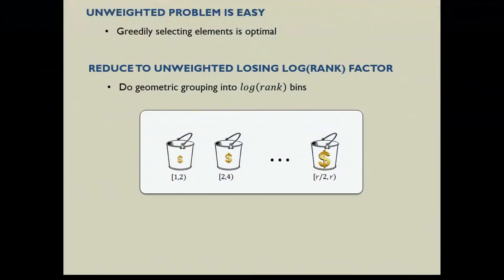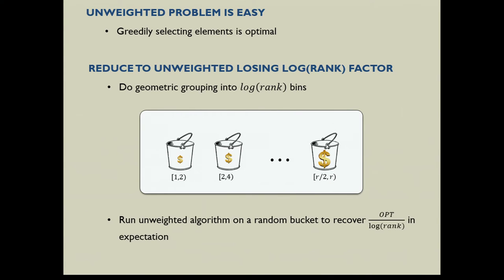To do this bucketing, I need an estimate of the highest weight element in my matroid. That's not a problem to get; it's simple to get by sampling. After I did this bucketing, I just run the unweighted algorithm on one bucket, because all the elements basically look the same within a factor of 2. That gives me, in expectation, opt over maybe 2 log rank. So that's the log rank algorithm. The only place where I use the sampling phase is to calculate the weight of the heaviest element and the rank of my matroid, if I don't know that upfront.